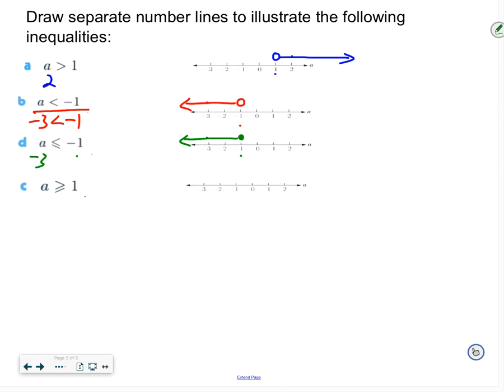Final one here, a is greater than or equal to 1. I can go to 1. That's going to be a filled in circle because it could be equal to. Values that are greater than a, things like 2. So I put a dot at 2. I know I need to draw my line off in that direction. And I have my illustrated inequality.